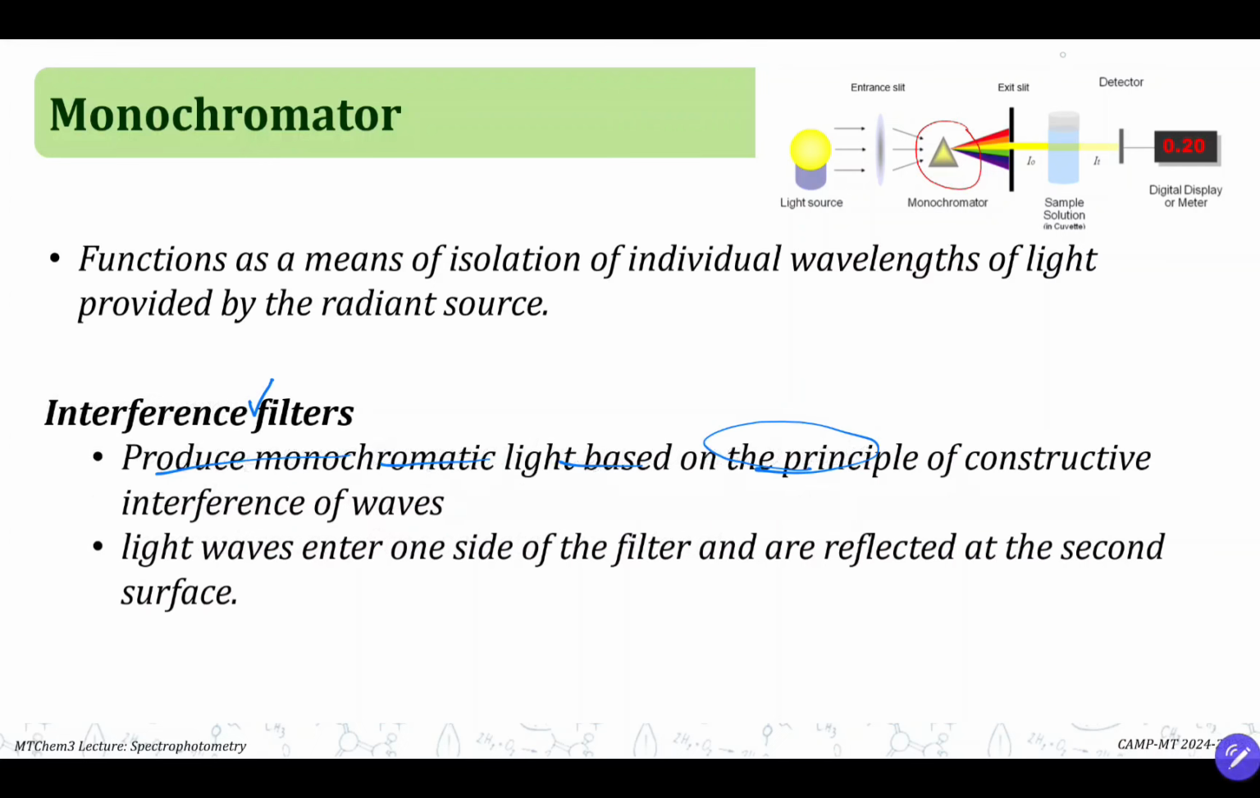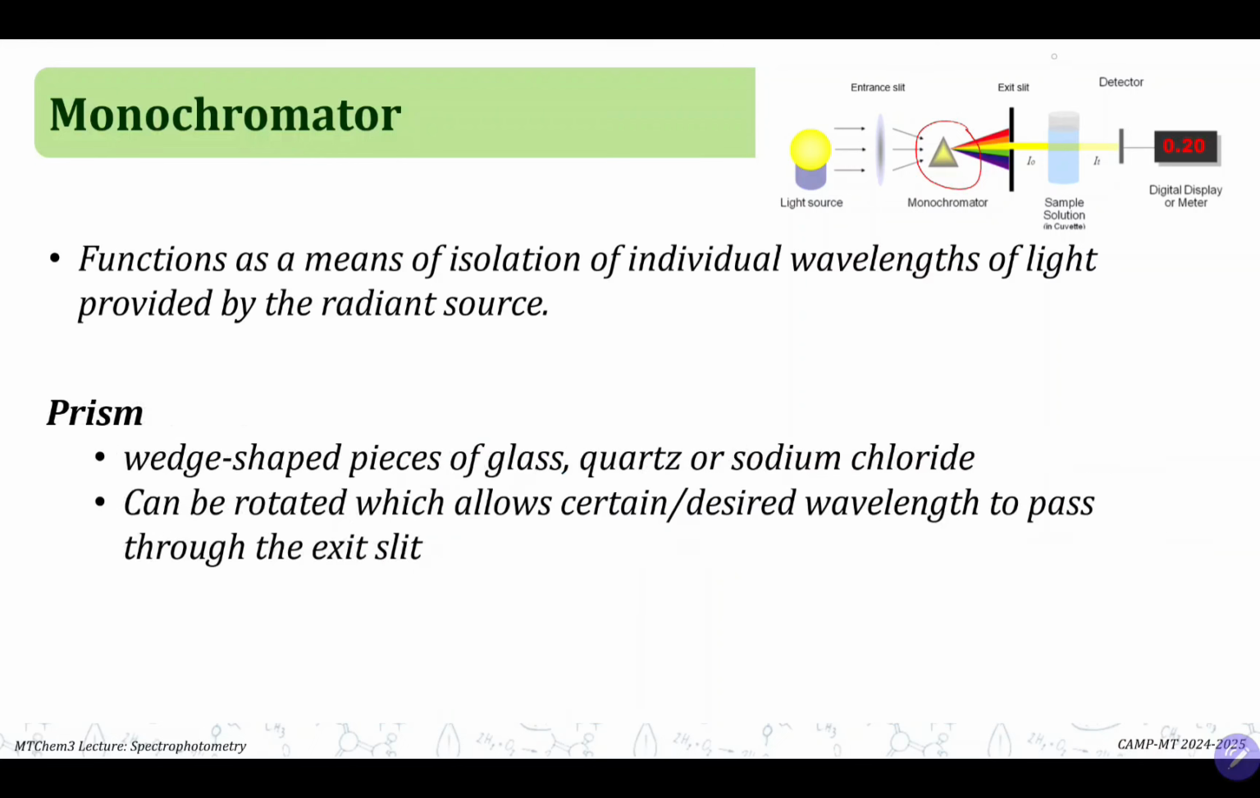Okay? Next are your interference filters. Your interference filters produce monochromatic light based on the principle of constructive interference of waves. Now, light waves enter one side of the filter and are reflected at the second surface. Next type of monochromator are your prisms. Your prisms are wedge-shaped pieces of glass, quartz, or sodium chloride. This can be rotated, which allows certain or desired wavelengths to pass through your exit slit.